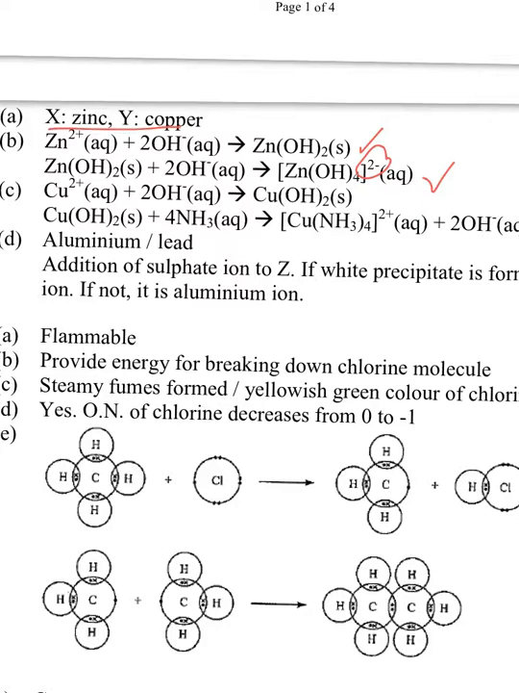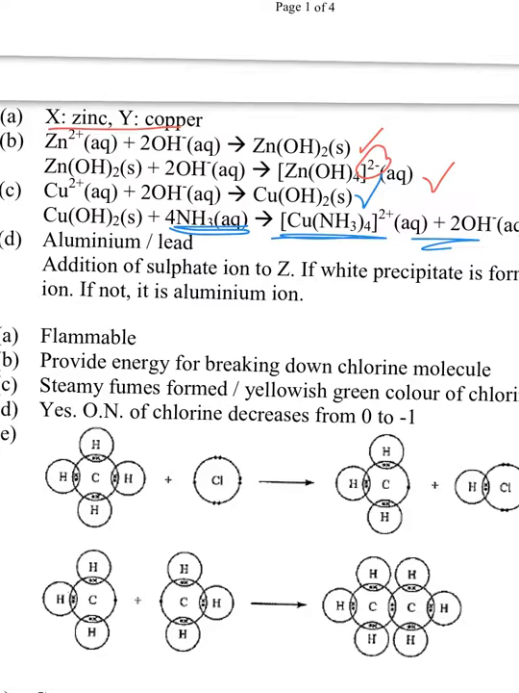So part C the same, but asking you about copper. So copper will form copper hydroxide solid, blue precipitate. But if we add ammonia, it will form a complex and will dissolve the blue precipitate.